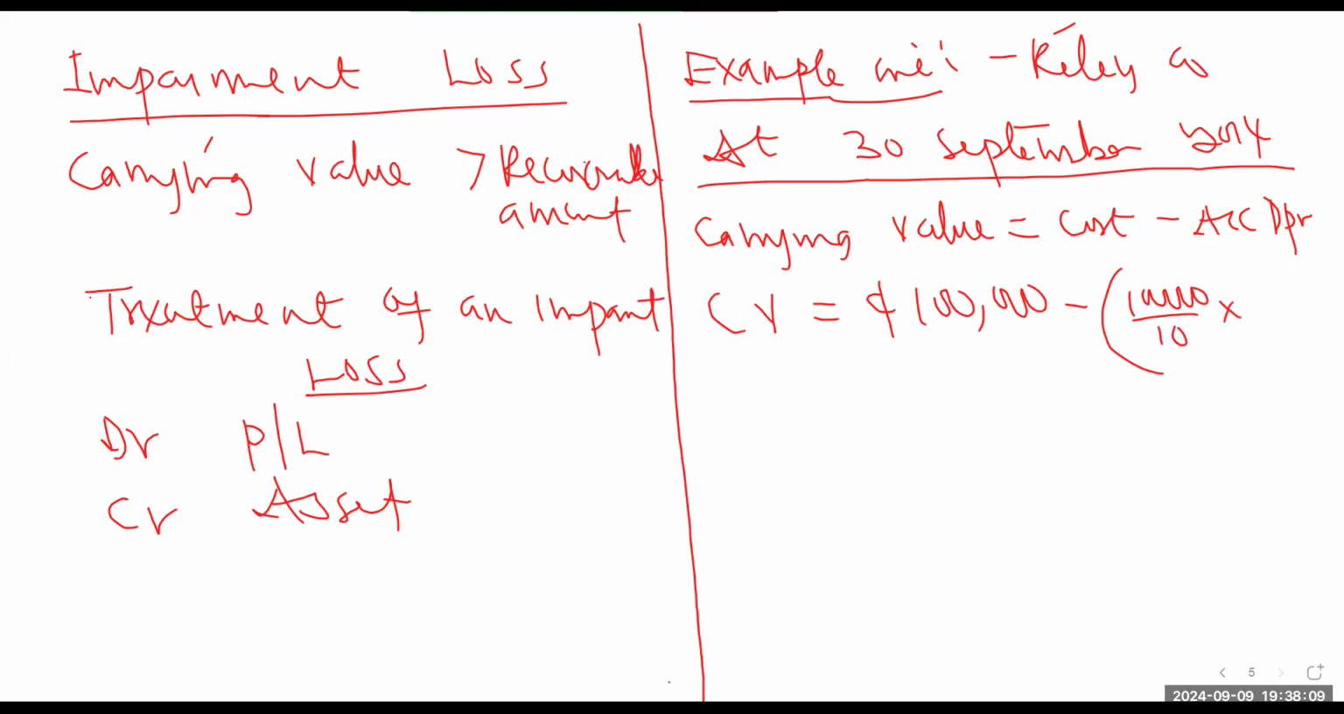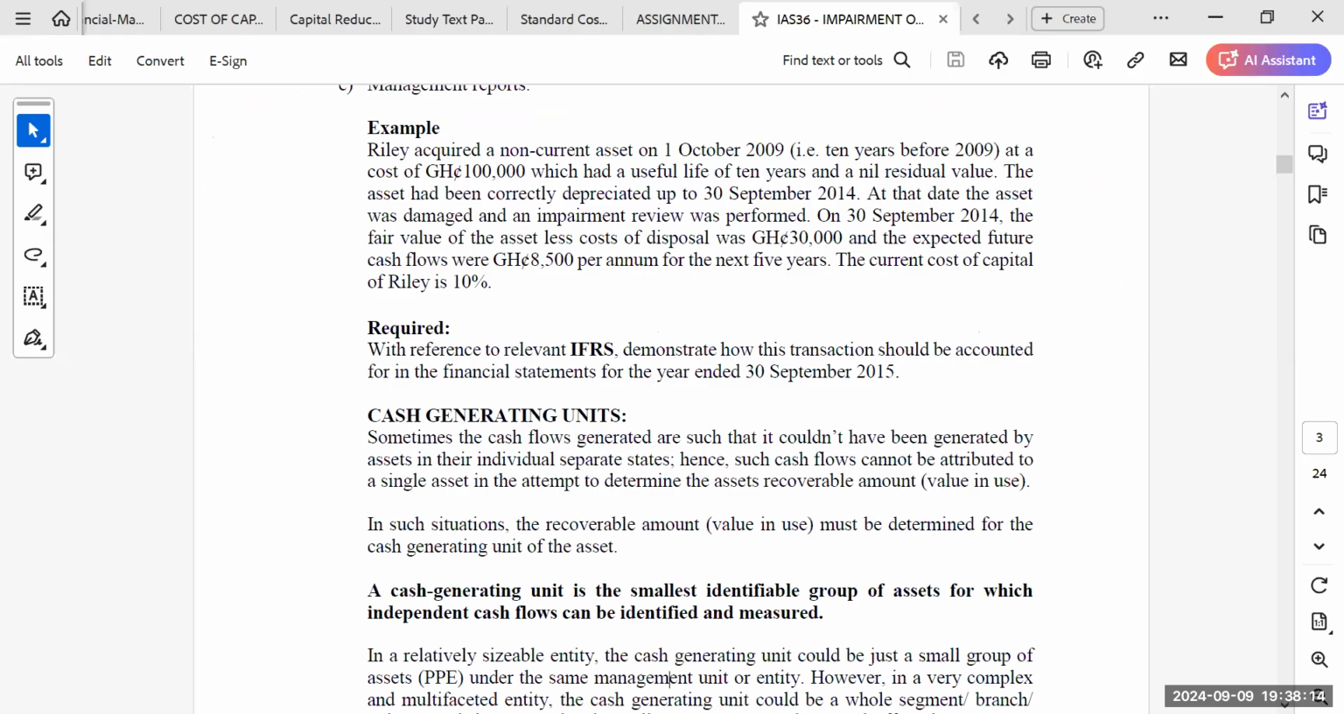Okay. When was the asset purchased? 1st October 2009. So we are calculating the carrying value at 30th September 2014. So from October 2009 to 30th September 2014, how many years is that? 6 years. Are you sure? Even if it's 5 years, even if you are not sure, you can use this one to determine.